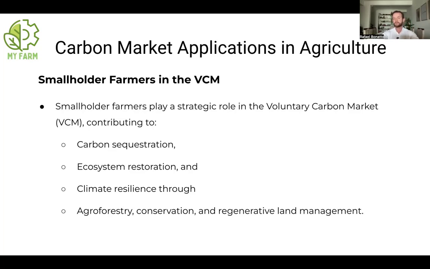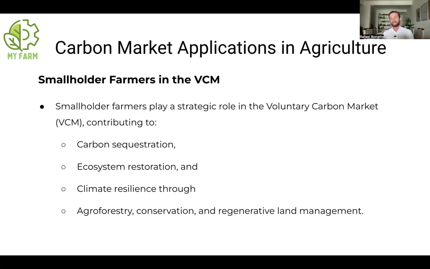They play a strategic role in voluntary carbon markets because they can contribute with carbon sequestration, ecosystem restoration, and I tell you why ecosystem restoration, because the majority of the untouched areas, preserved areas, are actually managed by smallholder farmers. Start to think beyond Europe. Start to think about Latin America and Africa and Southeast Asia. These guys, smallholder farmers, they are the ones that manage the areas. They are stewards, they look after. And that's why they are so essential for ecosystem restoration.